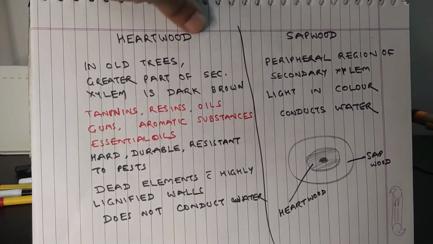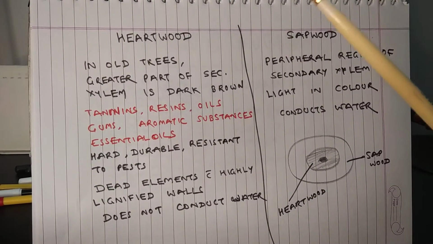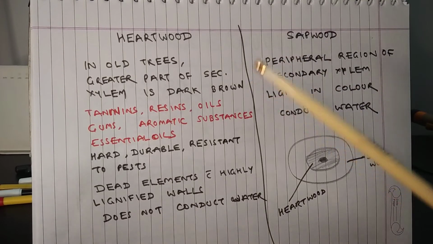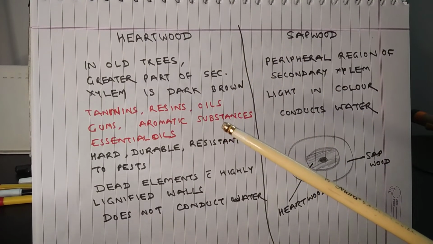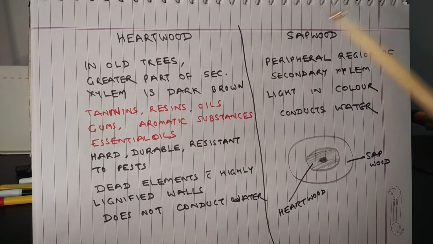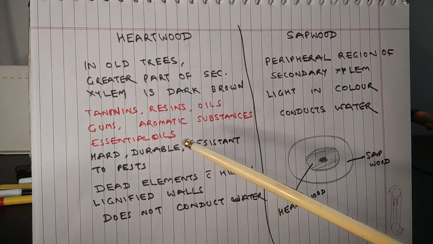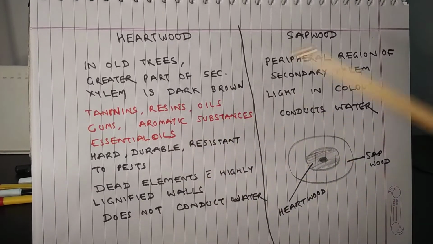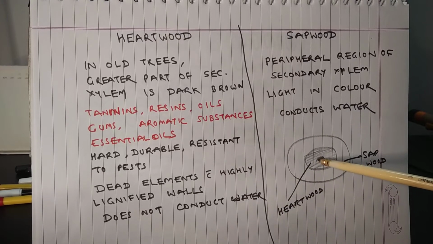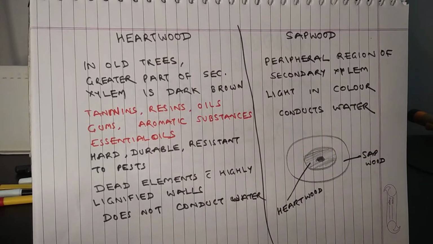Now, what is the difference between heartwood and sapwood? In old trees, a greater part of secondary xylem is dark brown in color, and the dark brown color comes because of deposition of various substances like tannins, resins, oils, gums, aromatic substances, essential oils. So this is the transverse section. The central portion is pith. This is heartwood. This is sapwood.